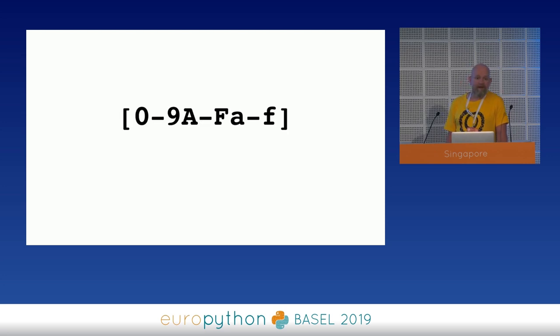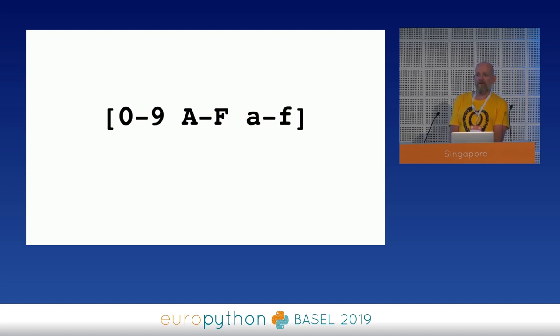We can concatenate those ranges. So if I want to look for a hexadecimal digit, this is what I do. We match either a decimal digit or capital A through to F or lowercase a through to F. Now you might be tempted to put some spaces in there just for visibility, right?